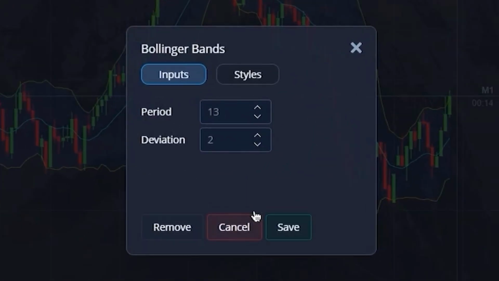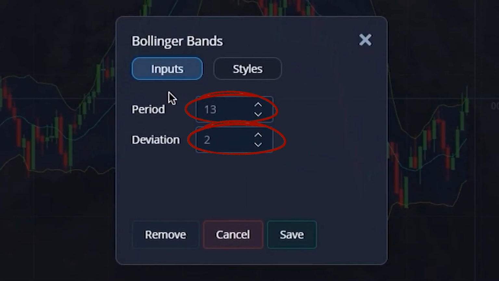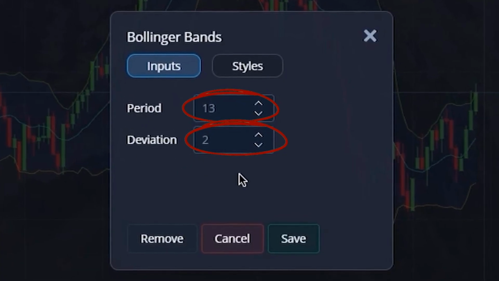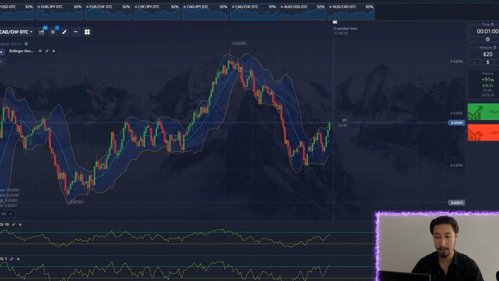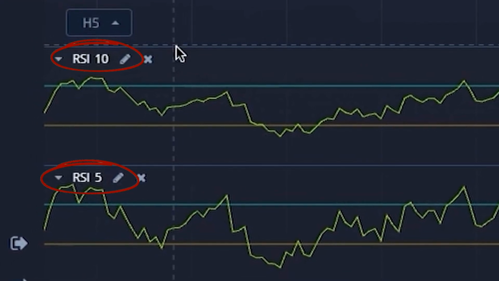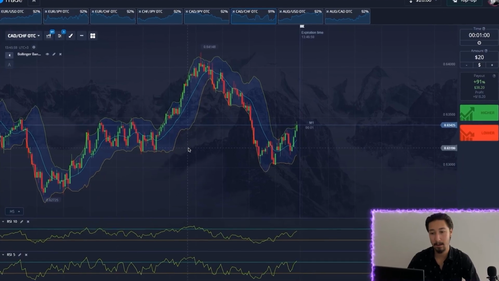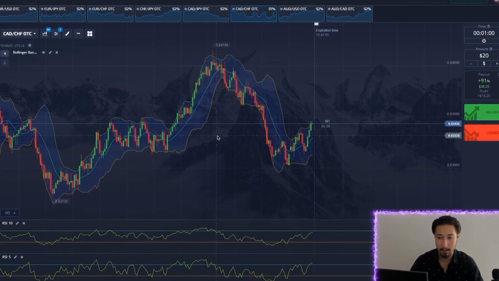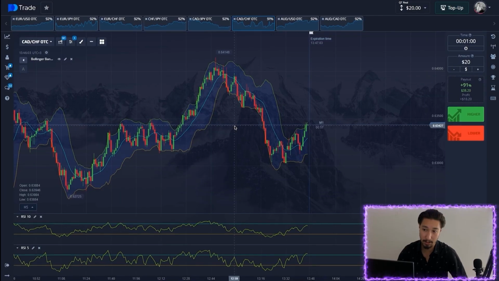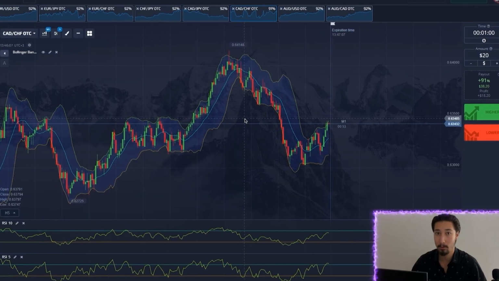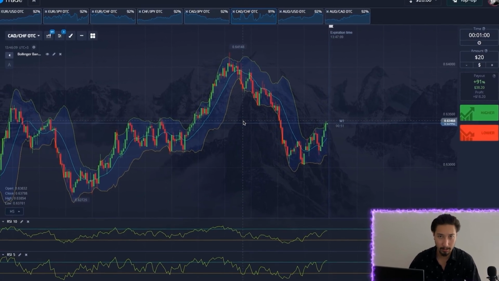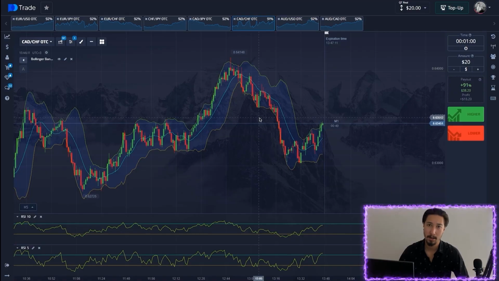What about settings? Bollinger Bands will have settings with a period of 13 and deviation of 2. Both of our oscillators have different periods, namely 5 and 10, guys. It's with these settings we will increase our deposit today. So let's get started. You will understand how to work with this strategy properly, how to use this combination in your trading. So let's start.